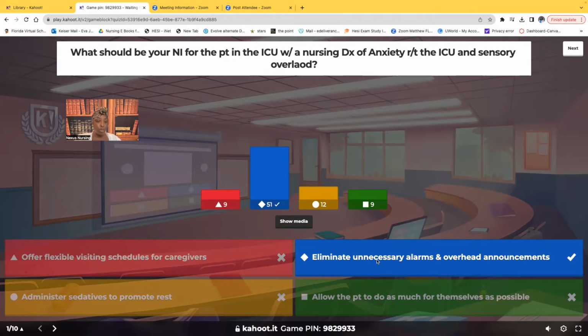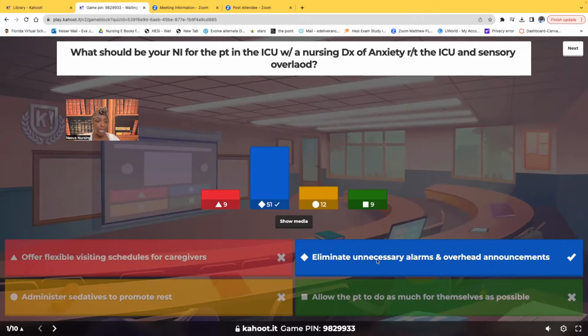Nine of you chose offer flexible visiting schedules for caregivers. You know what that means? That's wonderful for the caregivers. Their schedules are flexible, but that means people can be going in and out day and night or more often, and you're trying to decrease stimulation, not increase stimulation. So that can't be the answer.